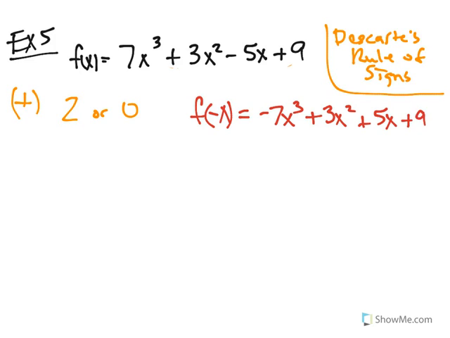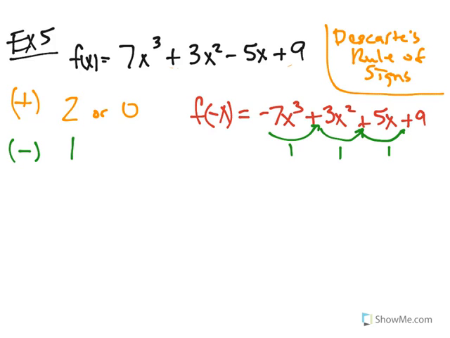Now I count sign changes here. I go negative to positive, there's 1. Positive to positive, still 1. Positive to positive, still 1. So for negative solutions, I have 1. And I can't go down to 0 because I have to account for pairs. The reason why I account for pairs is I'm looking for imaginary solutions. Now, this is good because I know at least I have one negative solution that works.